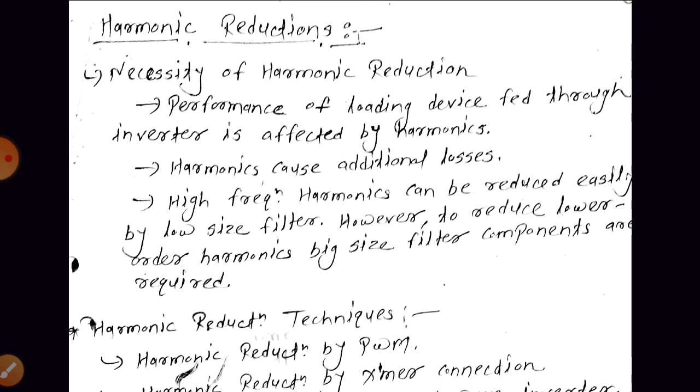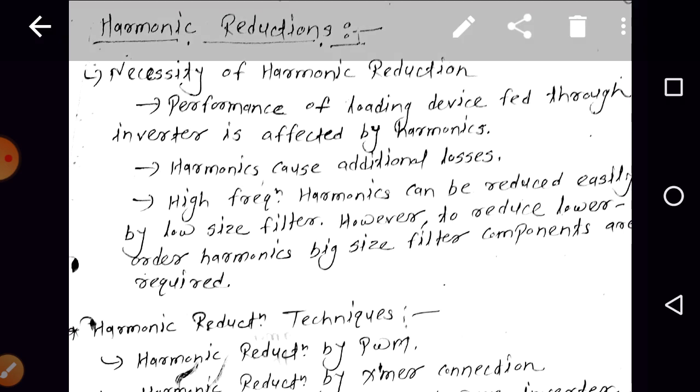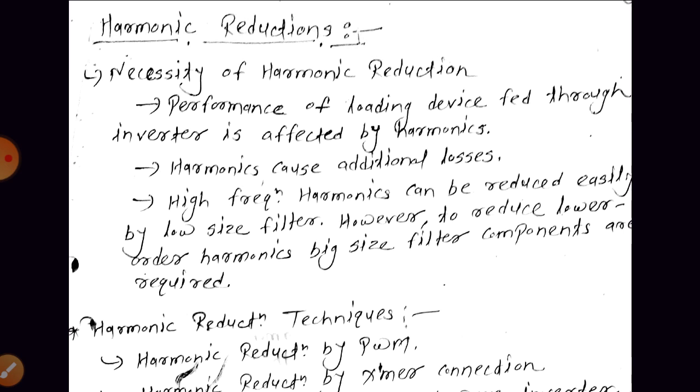After that we discussed the pulse width modulation technique. In pulse width modulation, we have single pulse modulation, multiple pulse modulation, as well as sinusoidal pulse width modulation. In single pulse width modulation, the output voltage pulse width delta is kept between 0 and 180 degrees, less than 180 degrees and greater than 0 degrees.